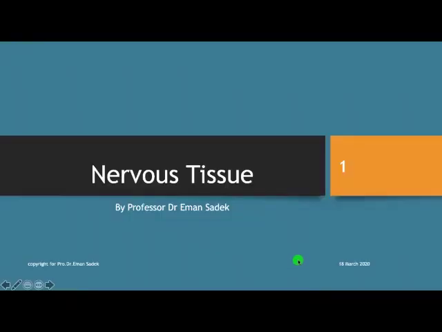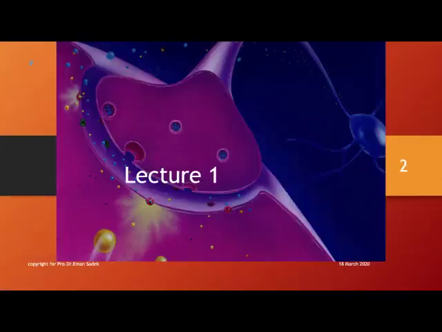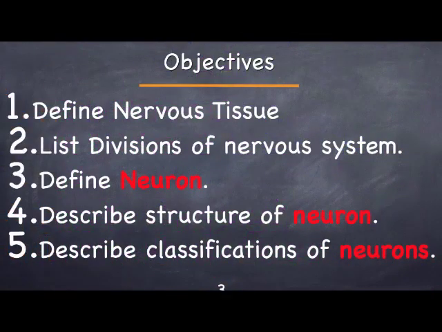Bismillah ar-Rahman ar-Rahim. This is the presentation for the nervous tissue, the first lecture. In this lecture, we are aiming to define the nervous tissue, to list the divisions of this nervous tissue or nervous system, and to define the neuron, describe the structure of the neuron, and describe the classification of the neurons.